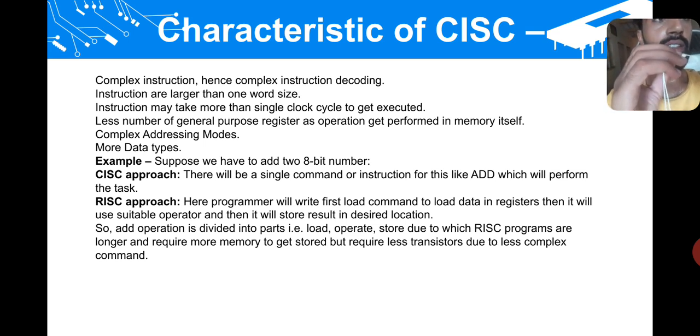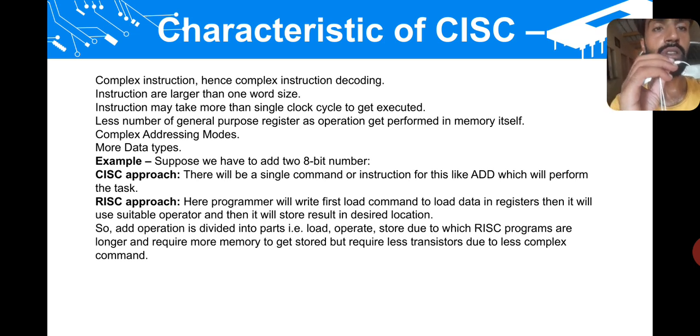Characteristics of CISC: complex instructions, hence complex instruction decoding. Instructions are larger than 1 byte in size. An instruction may take more than one clock cycle to get executed. Fewer general purpose registers. As operations get performed in memory itself, complex addressing modes.